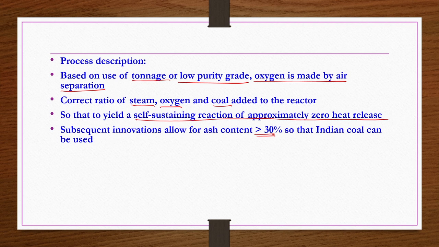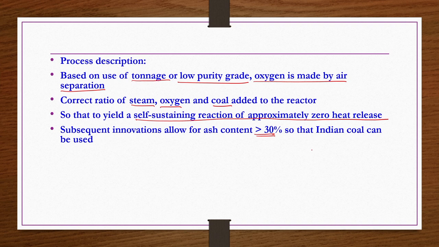Now, the basic process is the one shown in the flow sheet. One can add to it and make modifications as per their requirements, okay. There are several innovations. Some of them are such that Indian coal, where a lot of ash content is present in the coal, up to 30%, even more, 40% also, can be used.